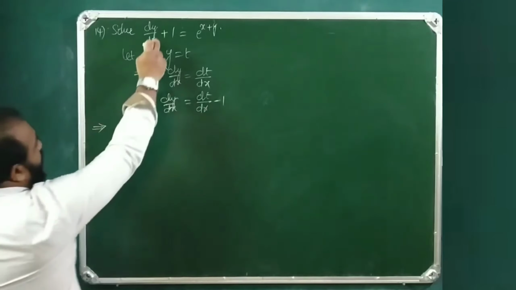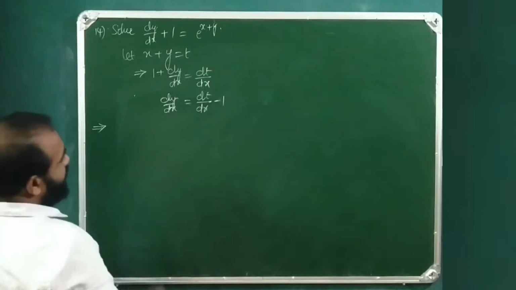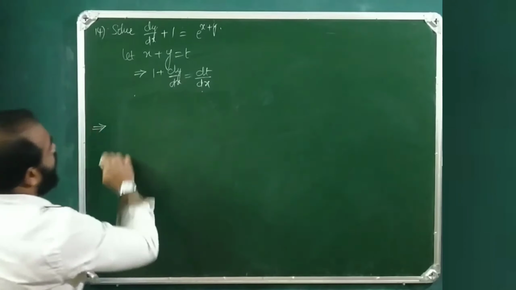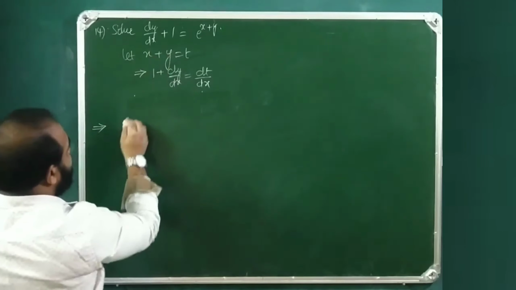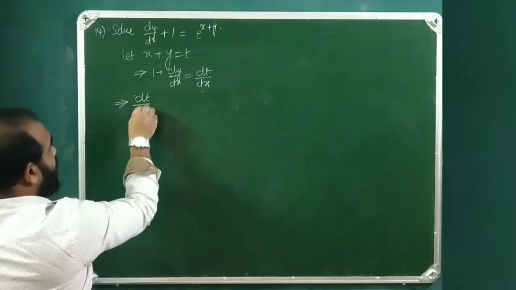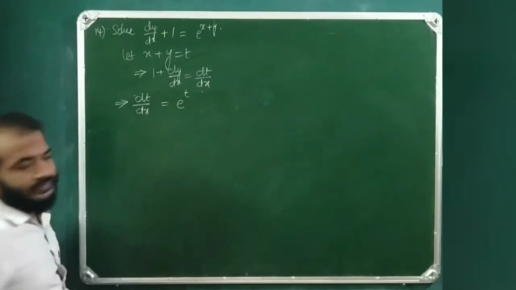Otherwise, 1 plus dy by dx itself is dt by dx. The previous step is also not needed. So 1 plus dy by dx is dt by dx, which equals e power x plus y, that is e power t.